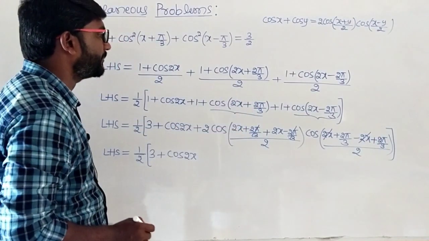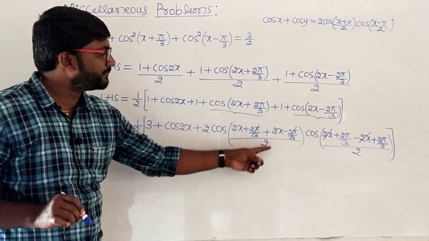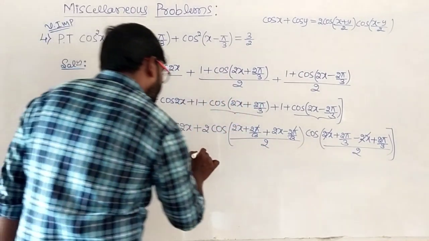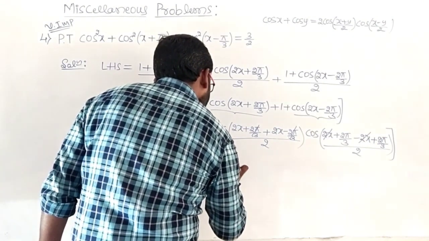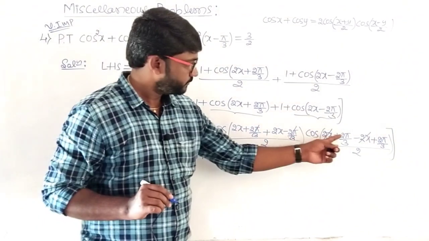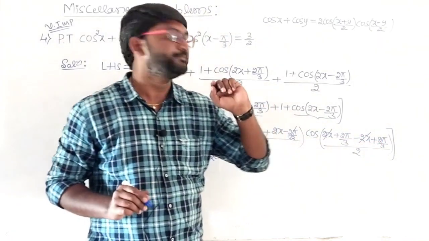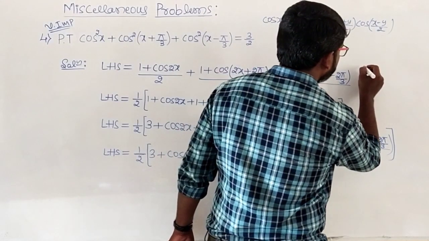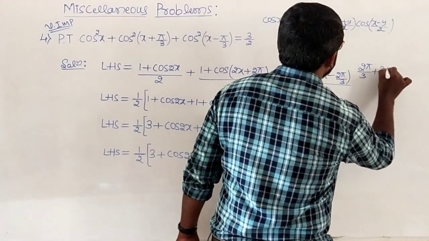I write the remaining term now. See here, 2x plus 2x will be 4x, 4x by 2, we get 2x. So plus 2 cos 2x, and then here 2 pi by 3 plus 2 pi by 3 will be 4 pi by 3.